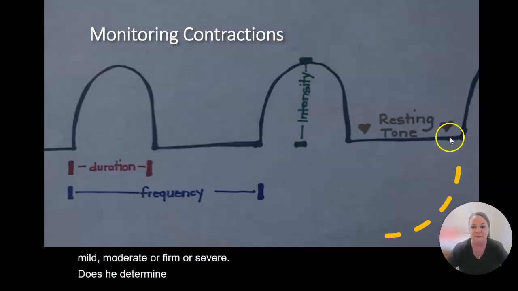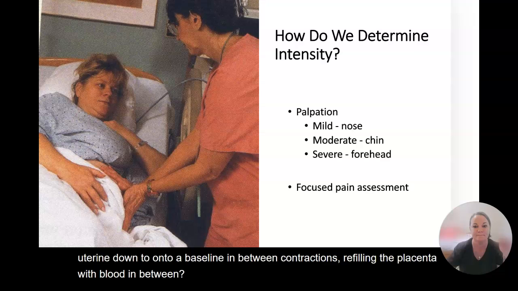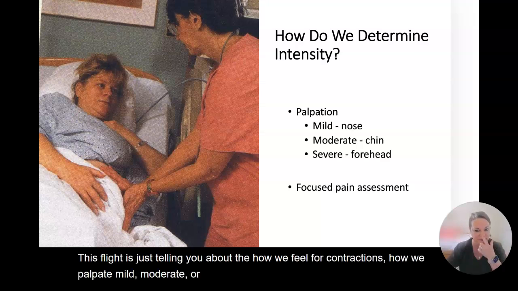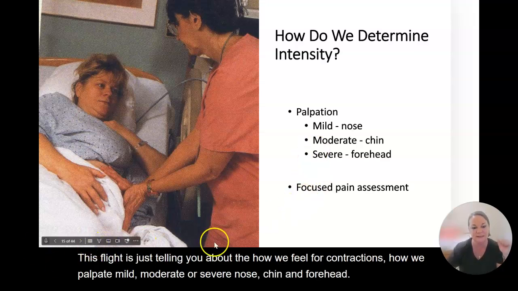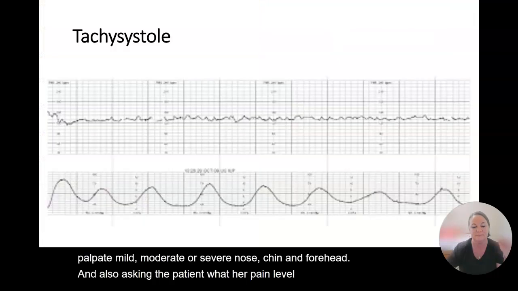Determine the strength. We'll also look at resting tone. Does that uterus come back down to its baseline in between contractions, refilling the placenta with blood in between? This slide is just telling you about how we feel for contractions, how we palpate: mild, moderate, or severe, nose, chin, and forehead. And also asking the patient what her pain level is.